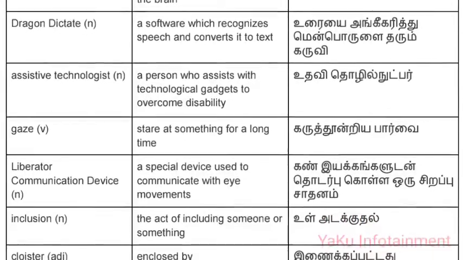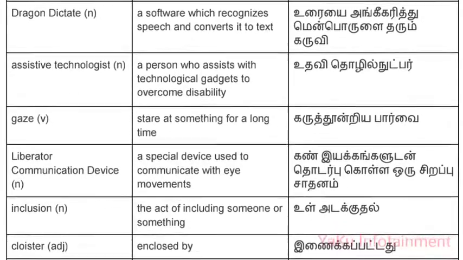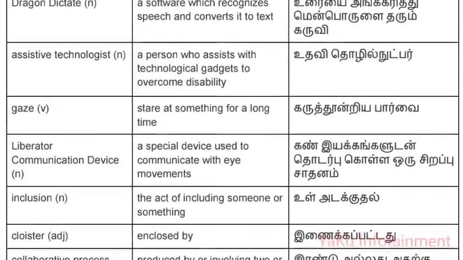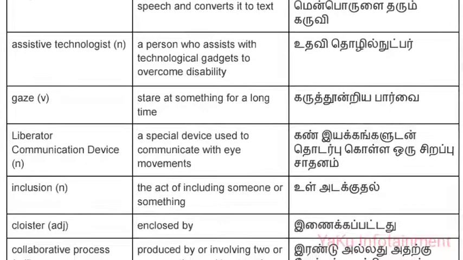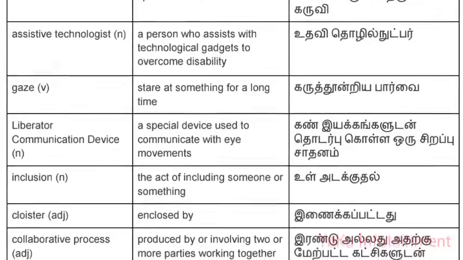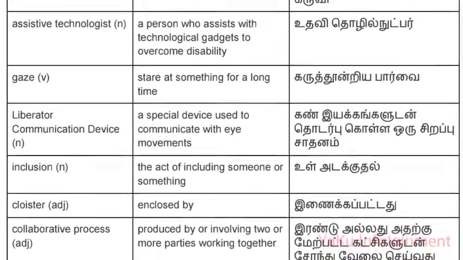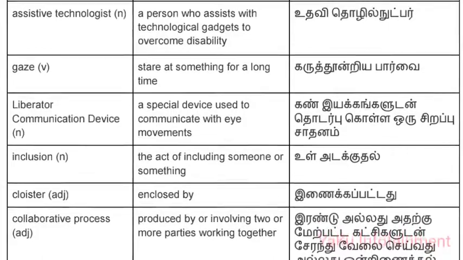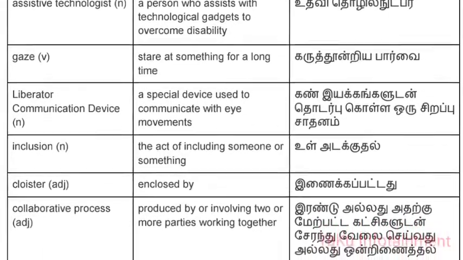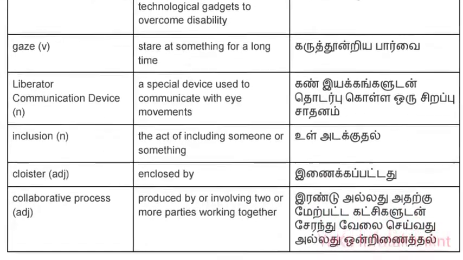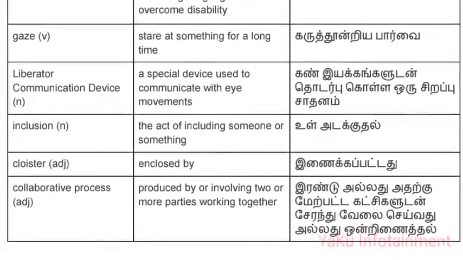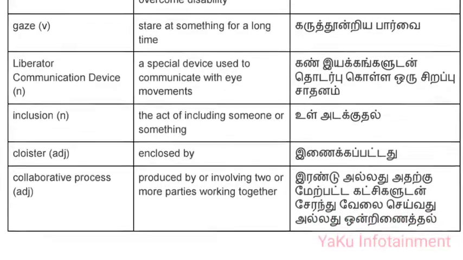Gaze: stare at something for a long time. Liberator communication device: a special device used to communicate with eye movements. Inclusion: the act of including someone or something. Cloister: enclosed by. Collaborative process: produced by or involving two or more parties working together.